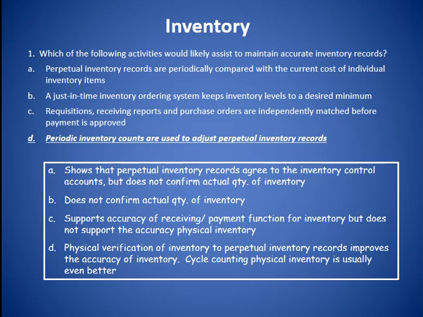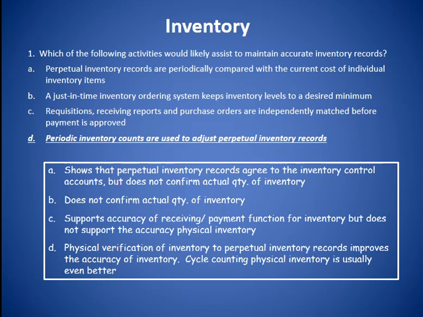Now it goes on also to say that cycle counting physical inventory is usually even better. And what that is saying is that traditionally a manufacturing or even a merchandising company will literally take an entire physical inventory of their store, or their plant, and when they do that, many times they'll shut down their operations for a day or two and perform an entire physical inventory, and they typically do this on an annual basis.